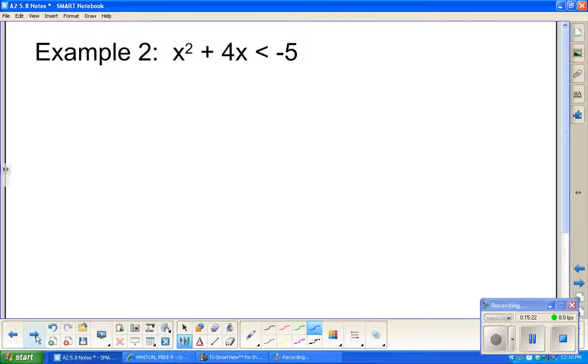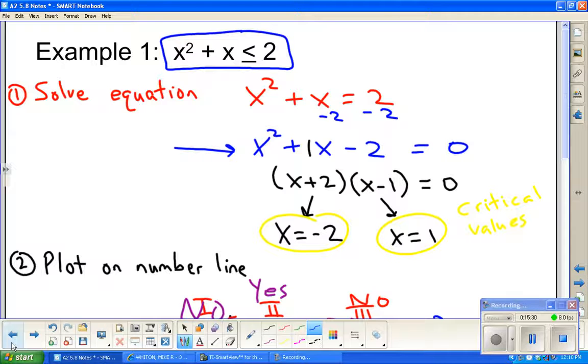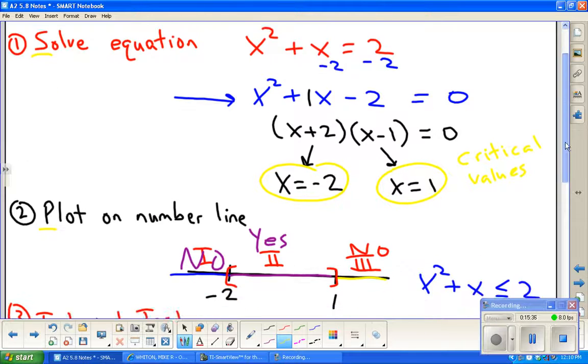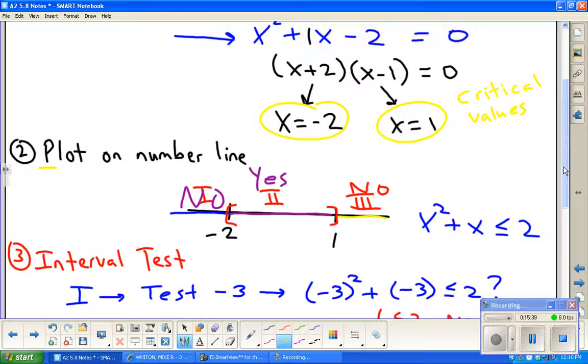Oh, I almost forgot. There's a name for the method we used on the last one. Let me go back for a second, because it's kind of a funny name. If you look at the first letters of the steps: solve, plot, and then interval test. This is the SPIT method. If you don't like an inequality, you spit at it and you can solve it. SPIT method: solve it, plot it, interval test.